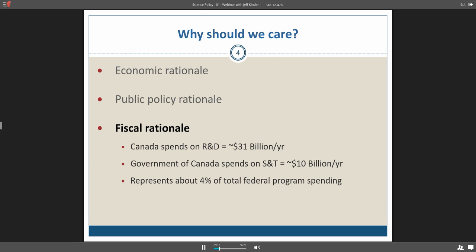So anyway, we've got a lot of money invested in R&D. The government of Canada at the federal level spends about 10 billion a year on science and technology, and that represents about 4% of the overall budget. So it's not an insignificant investment, and so for those reasons as well, it makes sense that a government would want to have a science policy.